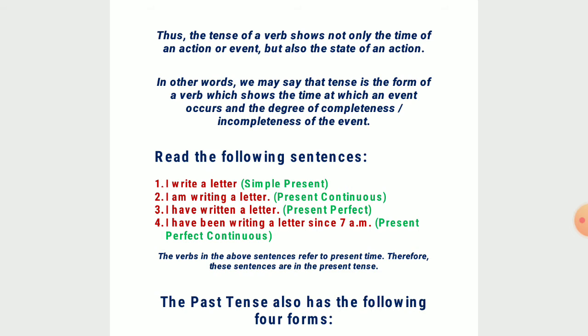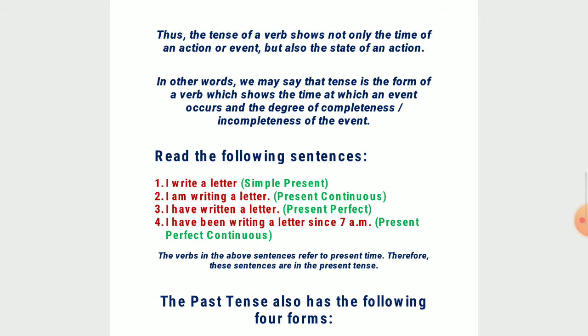Now that is made clear to us with the help of tense, whether an action is completed, or it is still in progress, or whether it is still incomplete. Now we can actually judge it with the help of tense. So tense is the form of a verb which shows the time at which an event occurs, and not only that, the degree of completeness or incompleteness of the event or action.